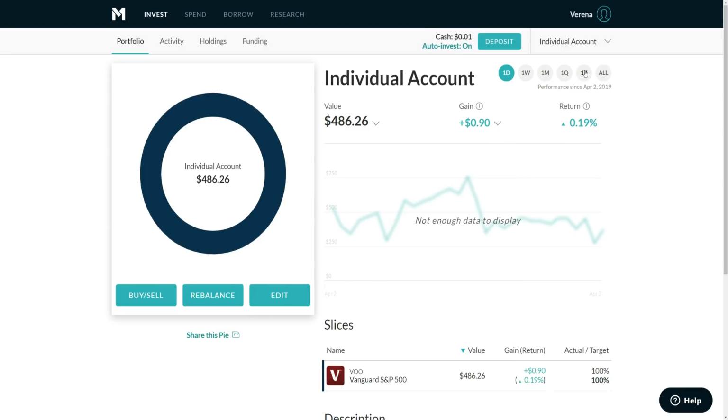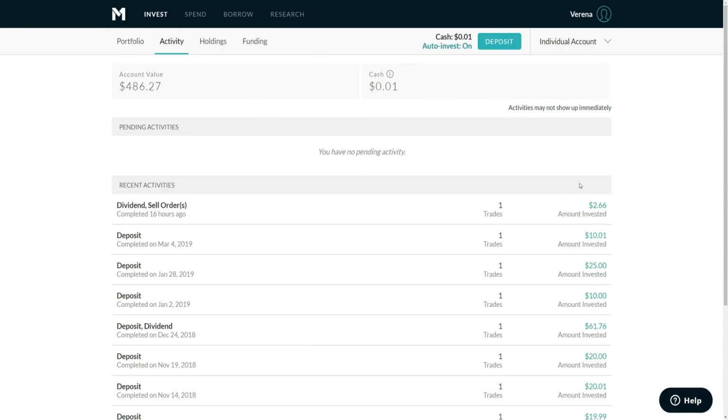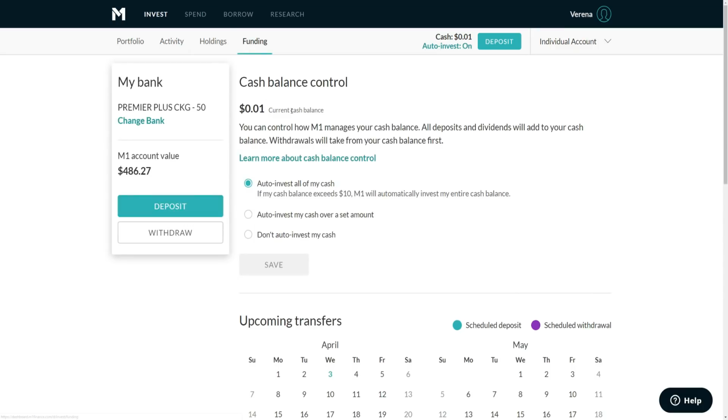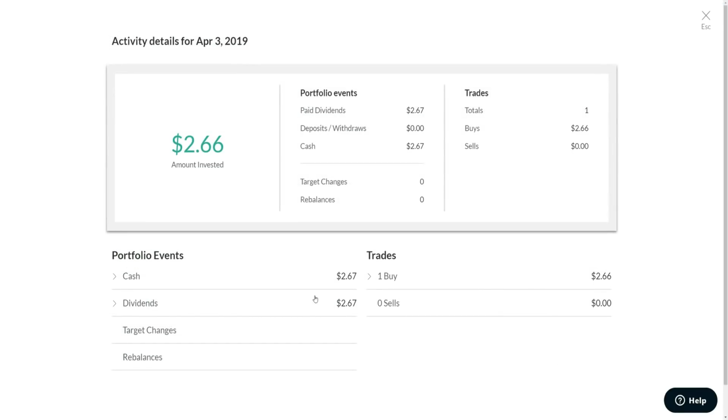So our market gains went from $40.41 to $41.30, and our market return has gone from 16.87 to now 17.21. So just by reinvesting those dividends, here we didn't have $10 to be able to hit that threshold that is required by M1 to auto reinvest. We had to exceed or meet $10, but here in the activity, the amount that we've actually invested was $2.66. Were there any sells? No, there were no sells. Here it's showing 0 sells. Nothing was sold out, so $0 there.